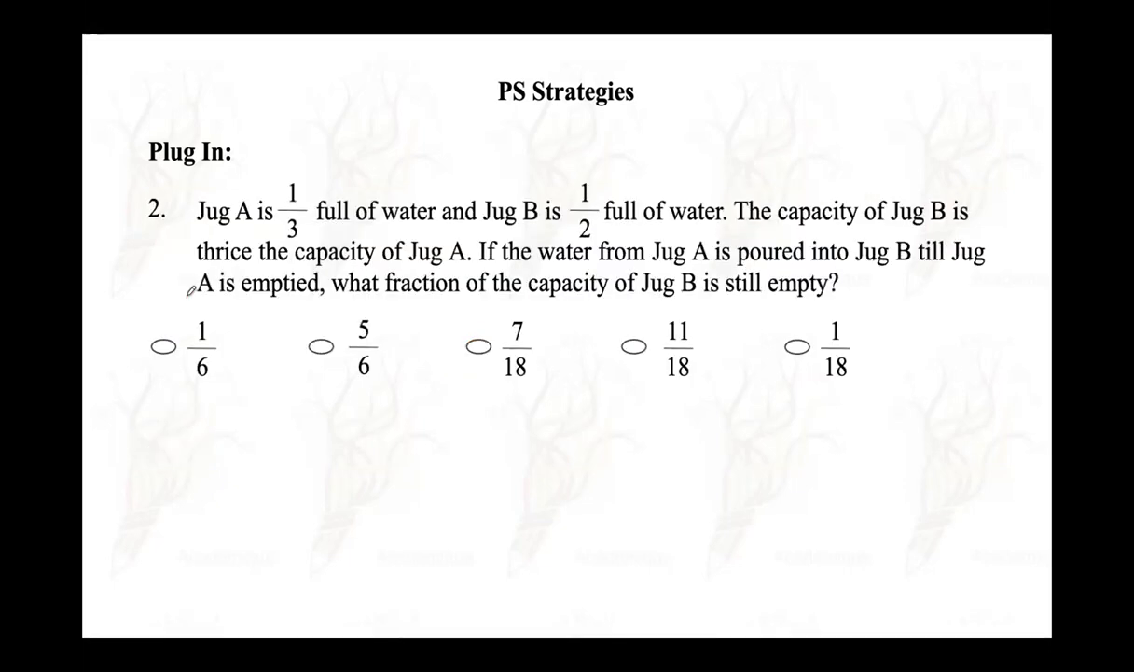Let's look at this question. It says a jug A is 1/3 full of water and jug B is half full of water. The capacity of jug B is thrice the capacity of jug A. If the water from jug A is poured into jug B till jug A is emptied, what fraction of the capacity of jug B is still empty? Now, absolutely same type of a question, wherein we are fundamentally talking about dealing with lot of fractions. Now, one way of looking into it would have been saying that the capacity of jug A is x, the capacity of jug B is 3x, then putting lot of x, 1/3 x, half 3x, and so on and so forth.